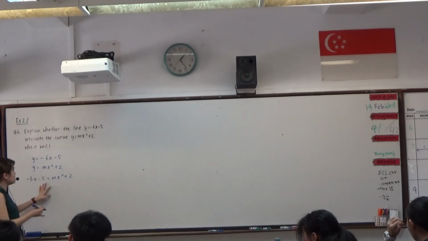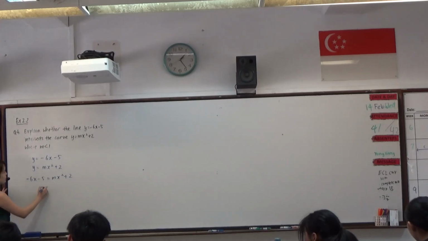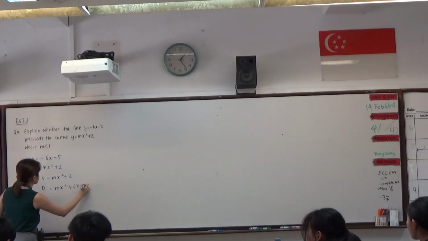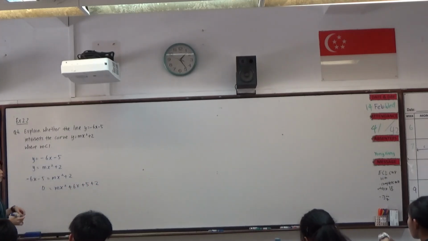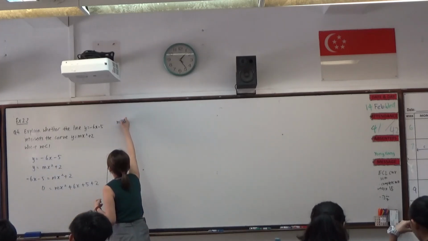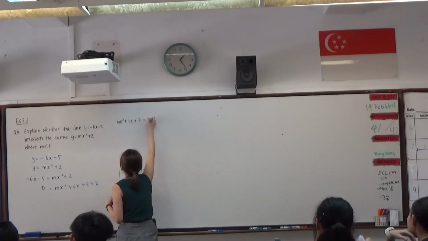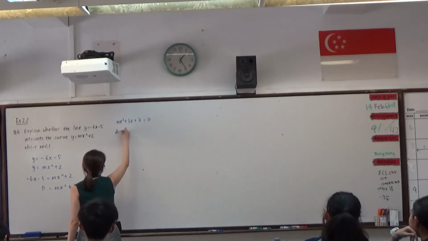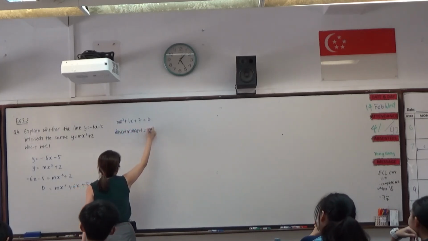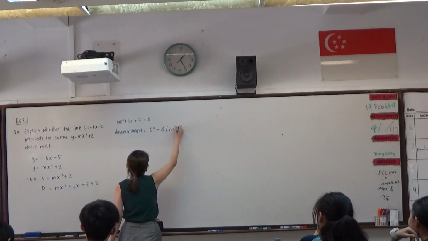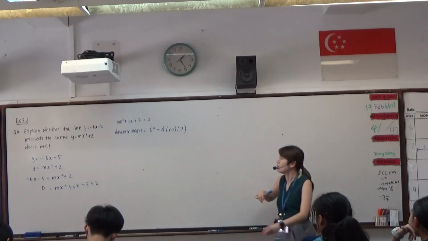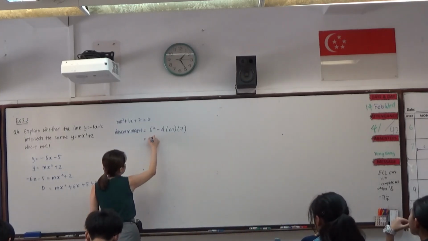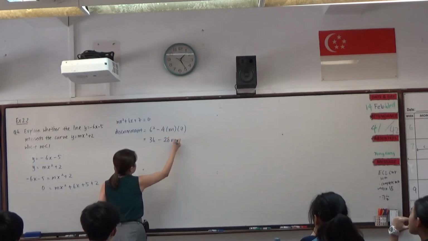To know the discriminant, we need to rearrange this equation. So perhaps we can have everything placed to the right. That will be plus 6x plus 5 plus 2, which simplifies to mx squared plus 6x plus 7 equals 0. So the discriminant itself will be b squared minus 4ac. So a is m and c is 7, and that will simplify to 36 minus 28m.